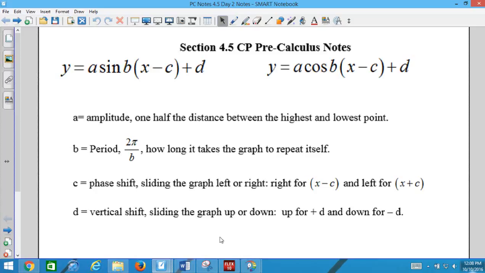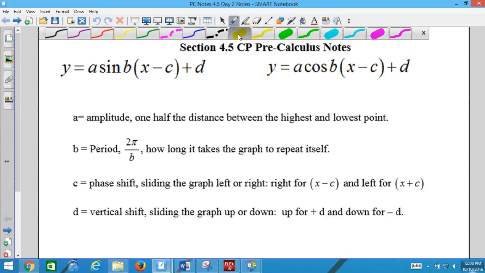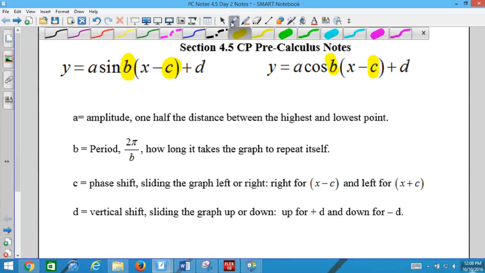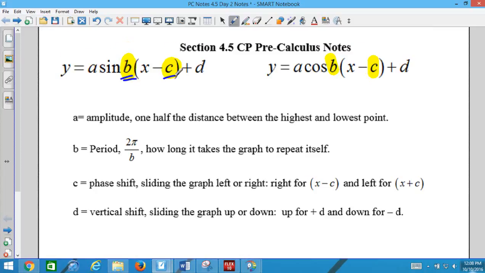Okay, so today we are still doing graphing sine and cosine. Today we're going to really focus on the C and the B and C. Is this about to make it like a whole bunch harder? Probably just a couple more steps.